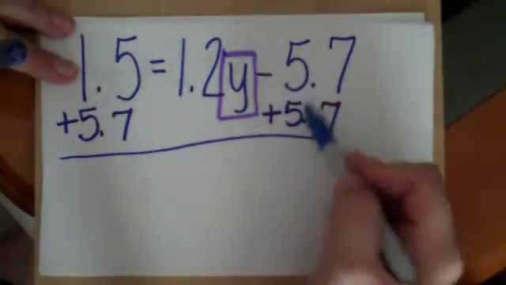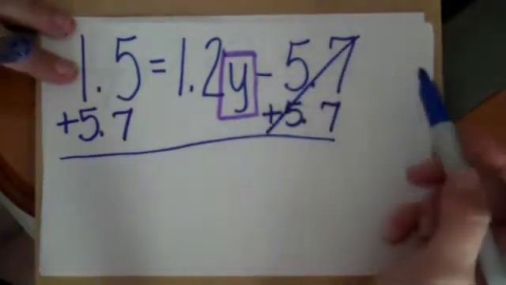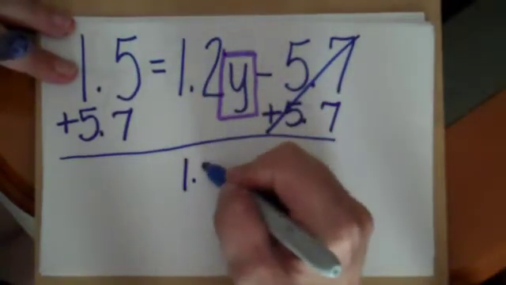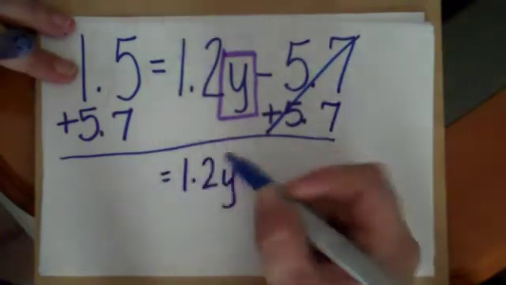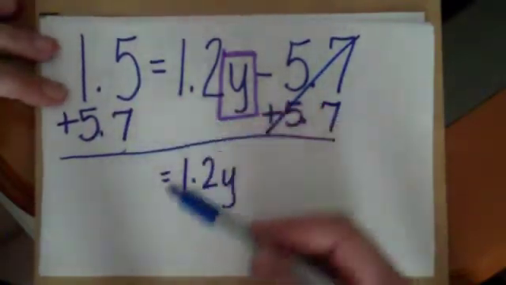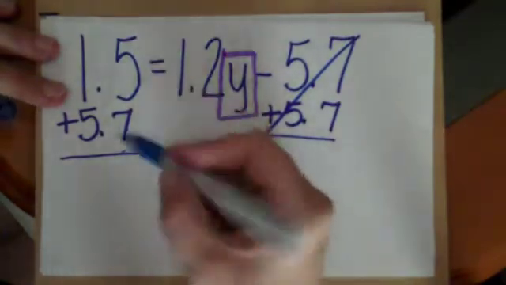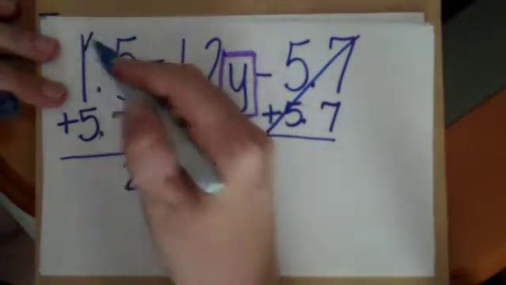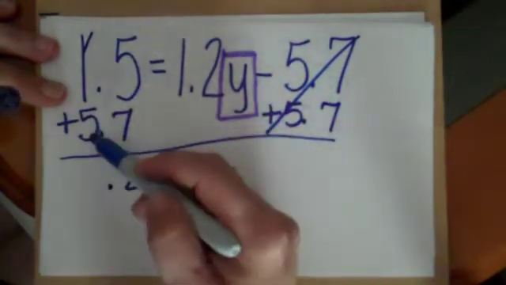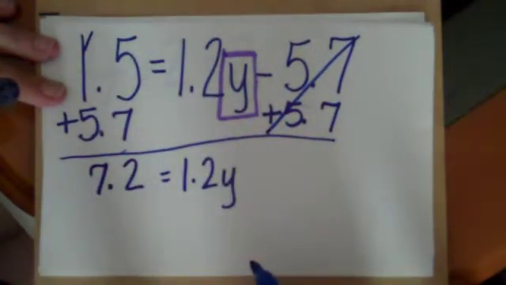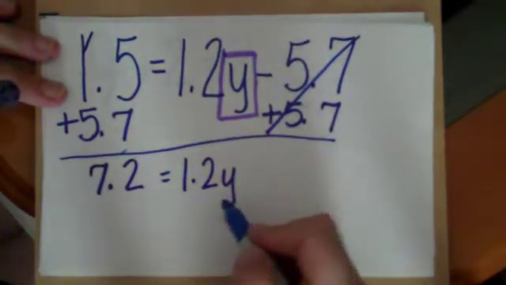Negative 5.7 and positive 5.7 make a 0 pair. They cancel out. What are we left with on this side? 1.2y. What are we left with on this side? Well, we've got to do the adding. Okay, so 5 and 7 is 12. So I'm going to bring my 2 down, carry my 1, bring my decimal down, 5, 6, 7. So that's 7.2. Okay? Now I need to divide.